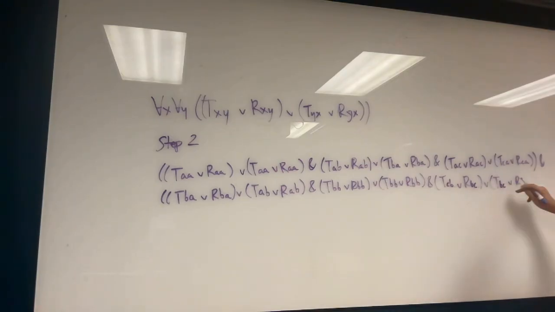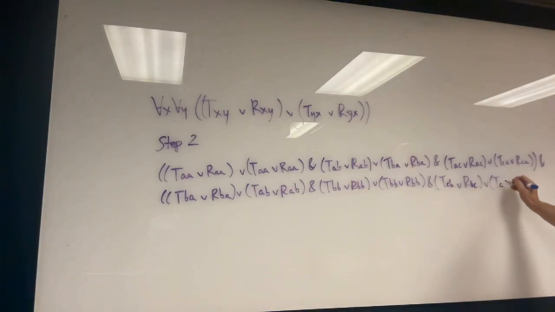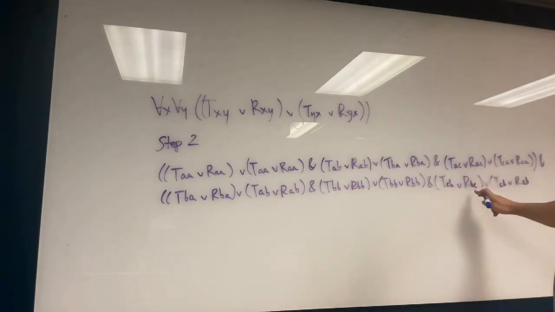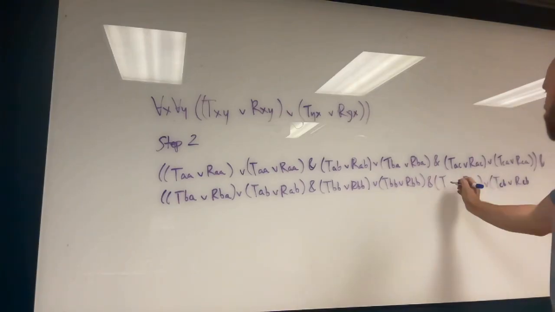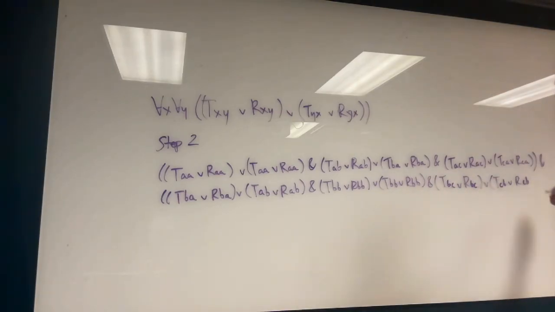B, C. Is that right? Or R. C, B. Nope, that's wrong. That should stay. That should be changed. The A should be a B. And this should be the other way around. Okay.